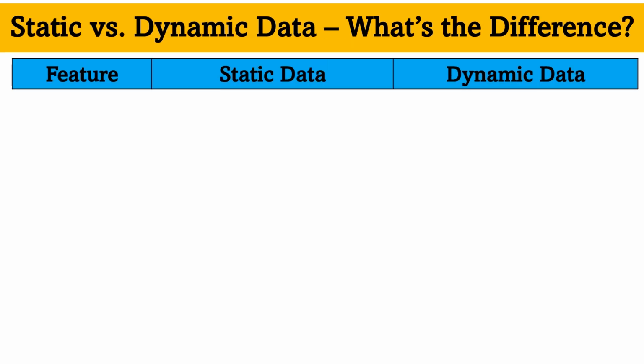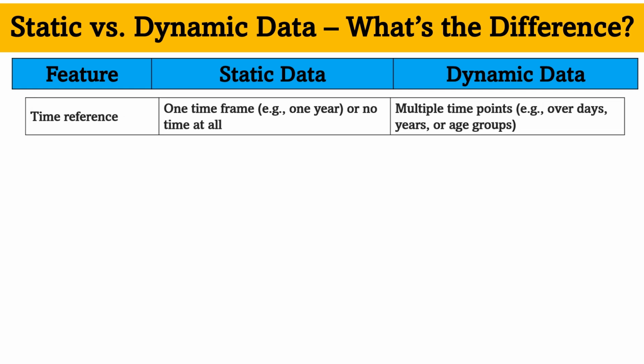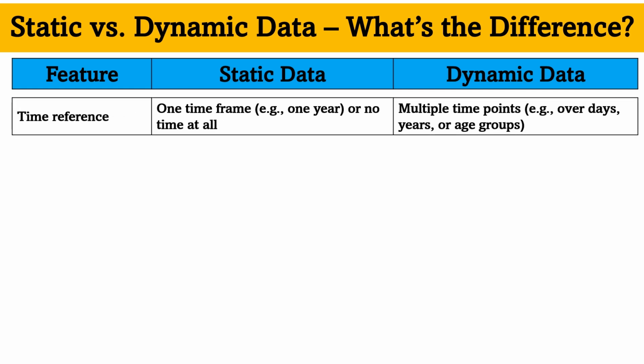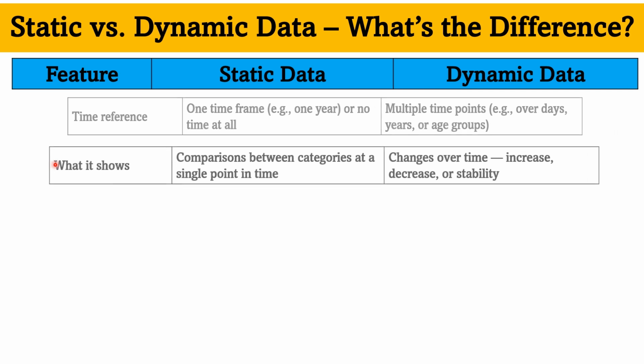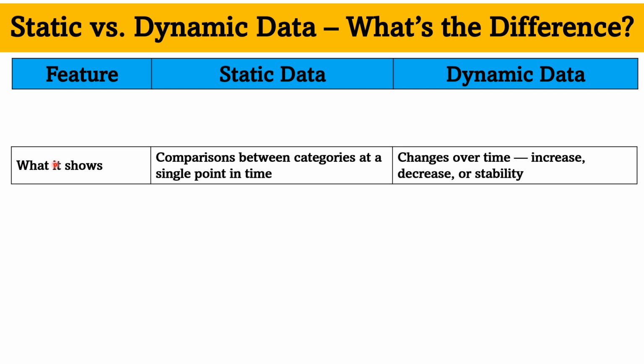Now that we have seen both graphs, let's look at the key differences between static and dynamic data. First, let's look at the time reference. Static data shows us information at a single point in time, like 1 year, 1 month, or sometimes there is no time reference at all. Dynamic data includes multiple time points. It shows change over time. Second, what does the graph actually show? Static data focuses on comparisons between categories.